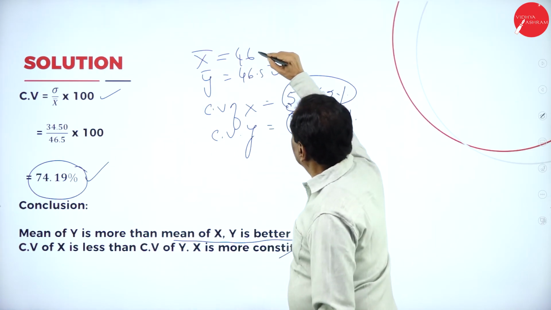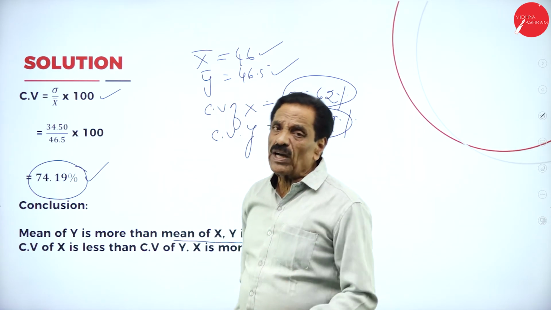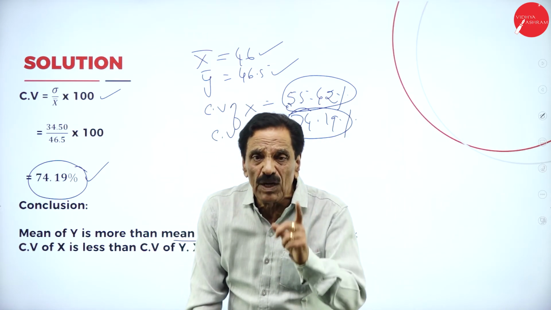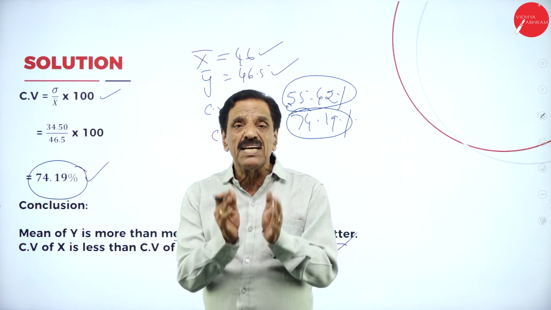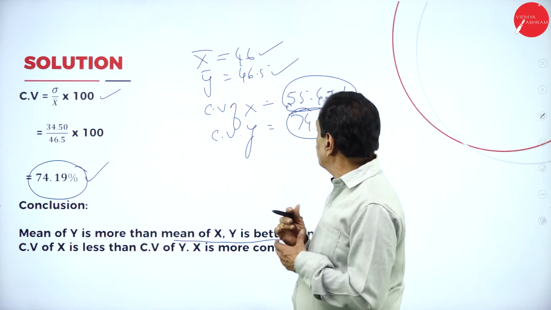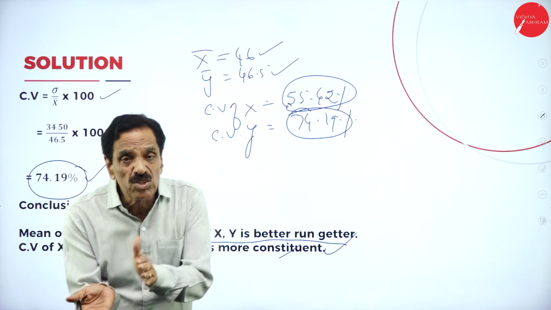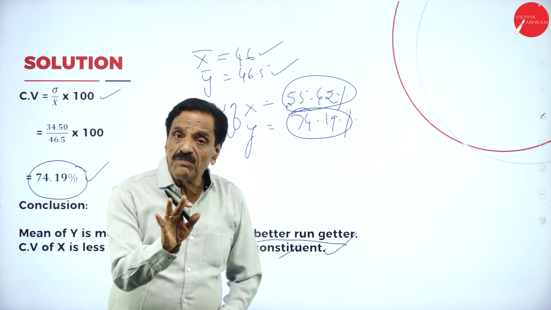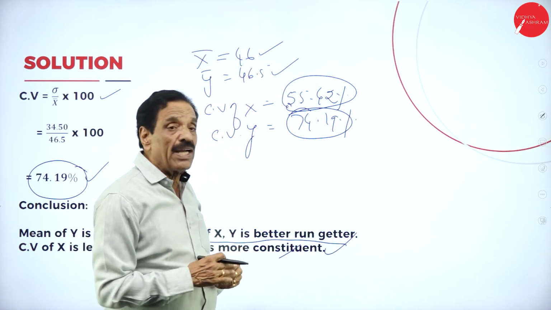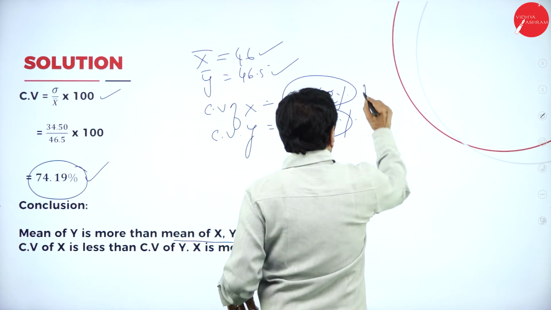Conclusion. Mean of x is 46, mean of y is 46.5. Whose average is more? Y's average is more. He is a better run getter. Compare CV. The CV of x is 55.42, then CV of y is equal to 74. From one match to another match, he will vary 55%, whereas this man varies 74%. Who varies more? Y. So, X is more consistent.